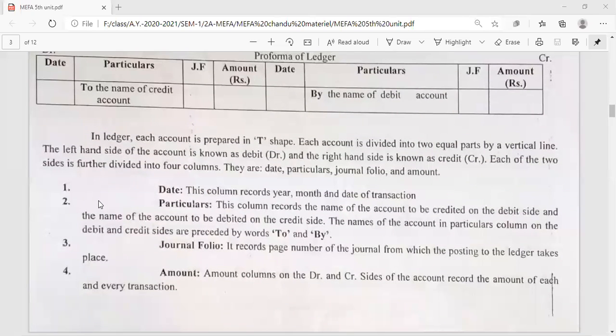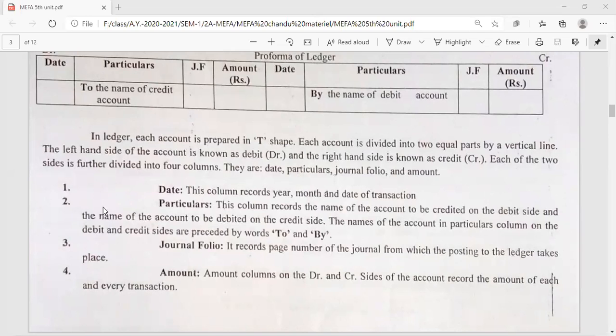In the ledger, each account is prepared in a T shape. Each account is divided into two equal parts by a vertical line. The left hand side of the account is known as the debit, and the right hand side is known as the credit. Each of the two sides is further divided into four columns. Okay, this is column 1, column 2, column 3, and column 4. And the four columns are date, particulars, JF (journal folio), and the amount.